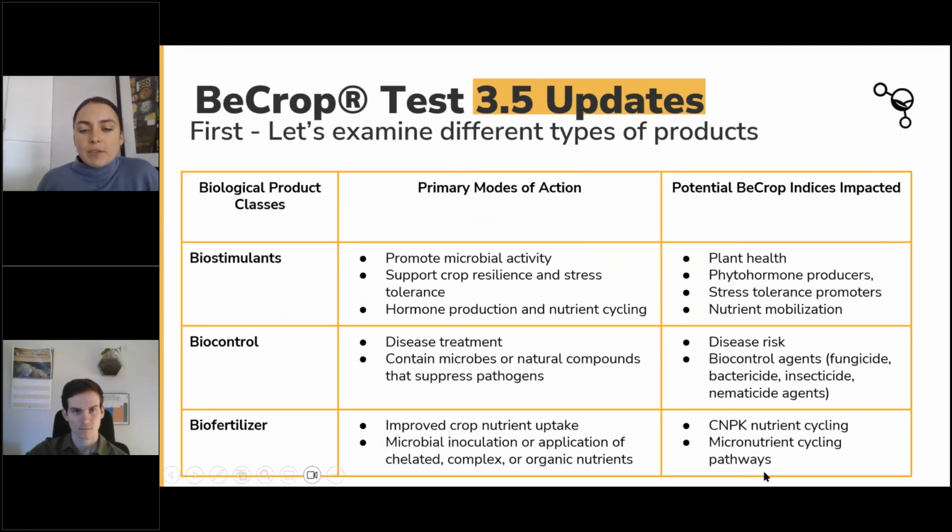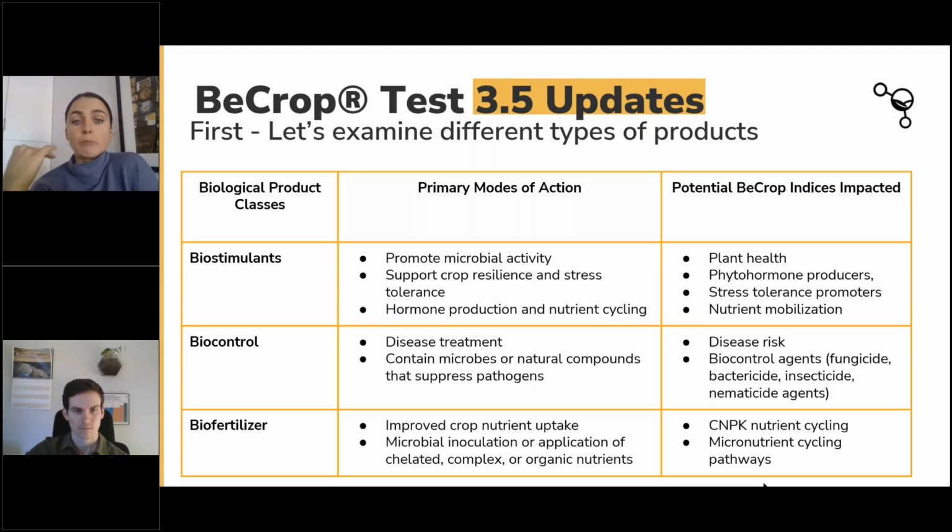So first, I just want to visit the biological landscape one step further. Let's talk about what different types of products there are. There are 3 primary classes or groups of biological products: biostimulants, biocontrols, and biofertility. Biostimulants are the most common that we see, and biostimulants can be very specific all the way to very broad.